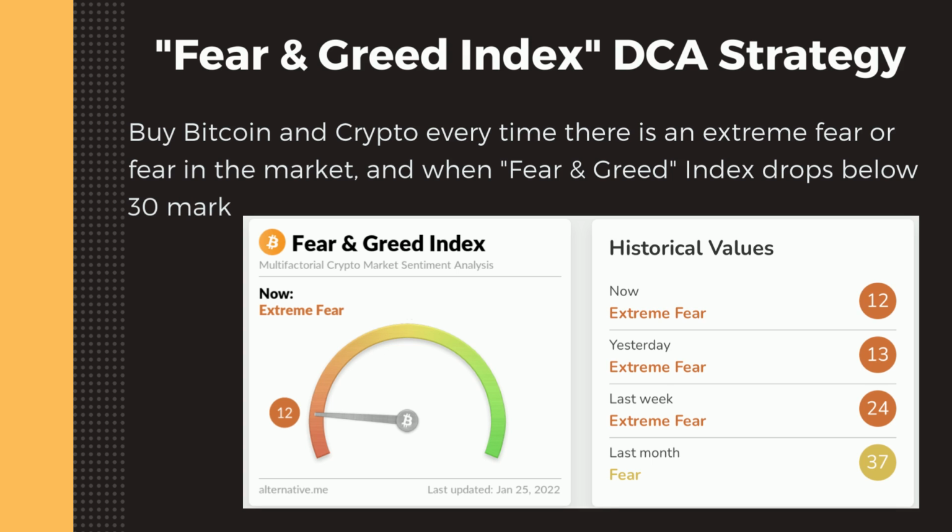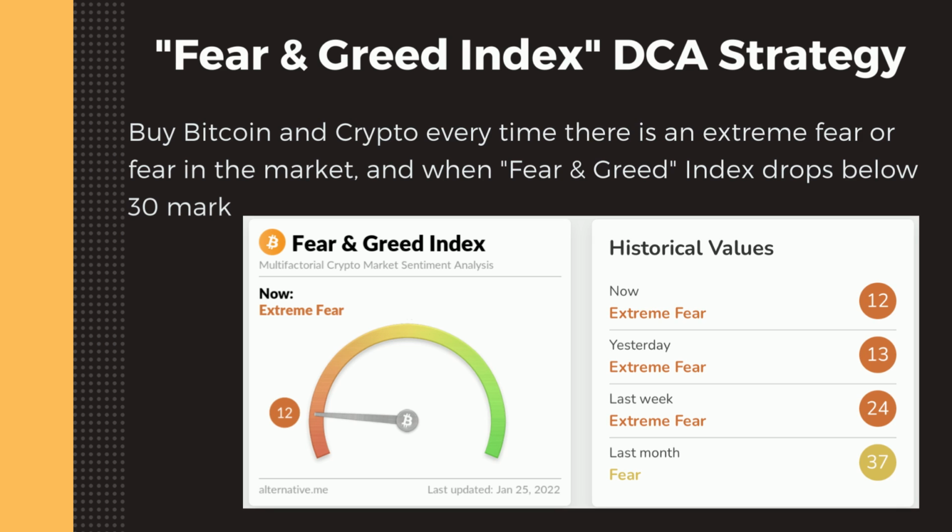Fear and Greed Index dollar cost average strategy. Buy Bitcoin and crypto every time there is an extreme fear or fear in the market, and when the fear and greed index drops below 30 level. So when you look at the price of Bitcoin or cryptocurrency and monitor the fear and greed index and see that the index is below 30, then you put an equal amount of your fiat money into the cryptocurrency and then wait until it happens again.